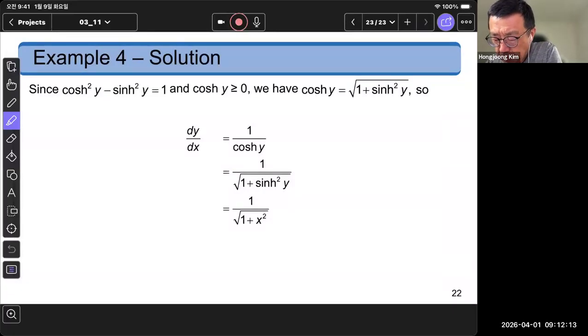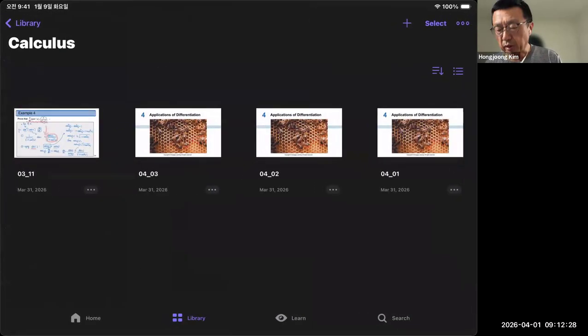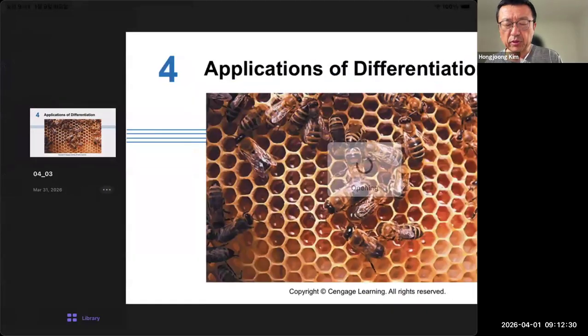Okay. So that's what we considered in section 11 of chapter 3, and let's go to the next chapter.